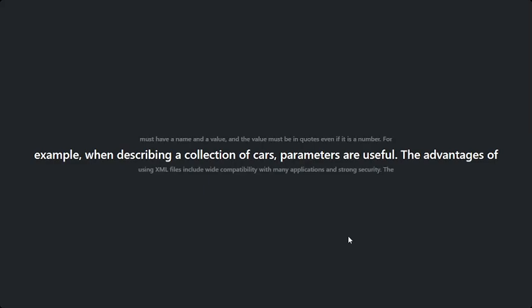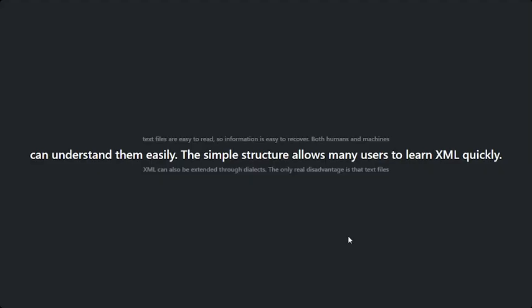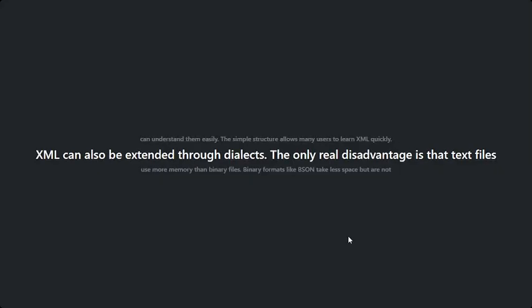Now let us look at the advantages of using XML files. They are widely used and therefore compatible with many applications. They are secure. The text files are easy to read, so information is easy to recover. Both humans and machines can understand them easily. The structure is simple, so many users can learn it quickly. XML can also be extended through dialects.